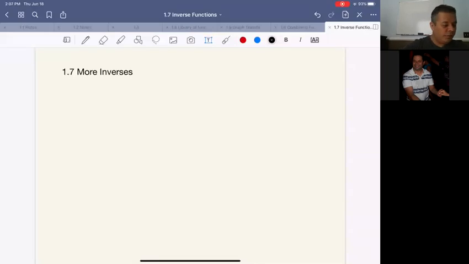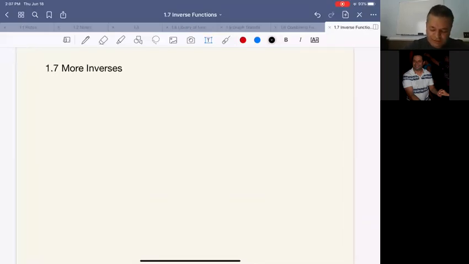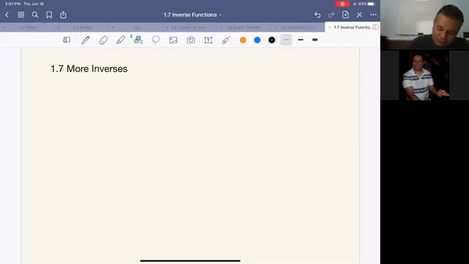All right, welcome back. We're here with more with inverses, more fun with inverses. Let's look at one just from a graph, okay? So let's say that we're given a graph.